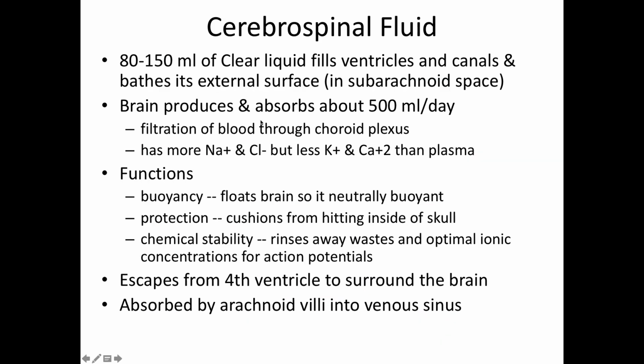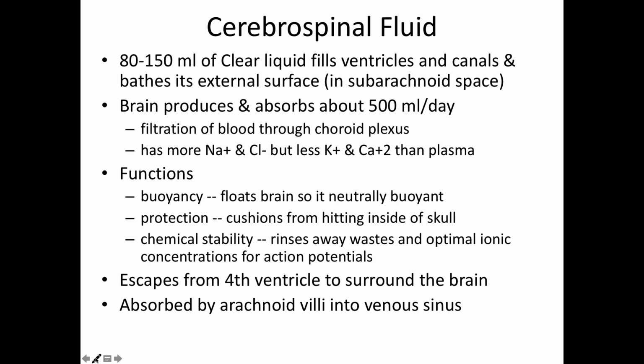Now, cerebrospinal fluid itself. This is between 80 and 150 milliliters of clear fluid that fills the ventricles and canals and bathes the external surface. So why is this number a range? Well, that varies with body size because your head size varies a little bit and so does your brain size. So this reflects natural variation and also developmental variation. Your brain produces and reabsorbs about 500 milliliters a day on average. Now the rate changes throughout the day. You do more of this when you're asleep, but it works out to be about 500 mils. So as long as you are producing CSF as fast as you are absorbing it, your total amount will stay the same.